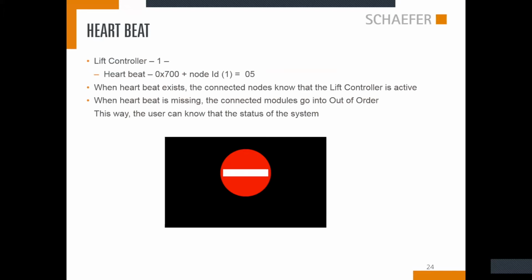The lift controller, as has been said earlier, is defined with node IDs from 1 to 8. All of our CAN nodes are always looking for a heartbeat from the lift controller, and the heartbeat has a particular address, determined by 0x700 plus the hex value of the node ID of the lift controller. So if it's 1, then it's 0x701, and it always sends a message 05 to show that it is active. When we don't get this heartbeat, all of our CAN nodes and our TFTs go into an out of order situation. If an indicator is present, as the TFTs have, we show the out of order symbol. Based on this, the user can know the status of the system, and they could call a technician, for example.